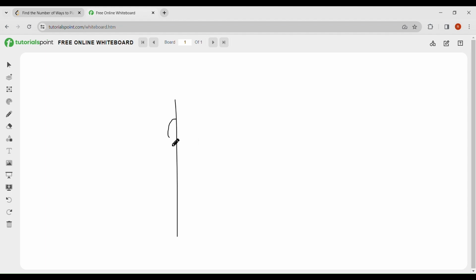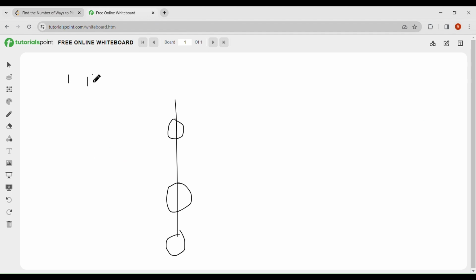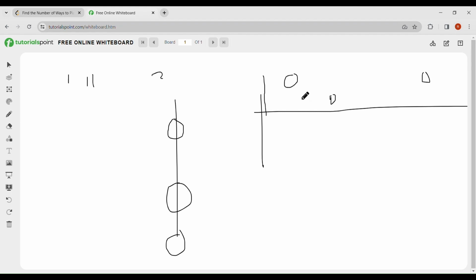Like these points are there, these points are there. So I know there will be multiple pairs, but the first thing that is important here is sorting. You need to sort these points. Suppose this line is there, one point is here, one point is here, one point is here. By sorting, you always know that the points are in increasing order with respect to the x-axis, but for the y-axis it will not be the same case.